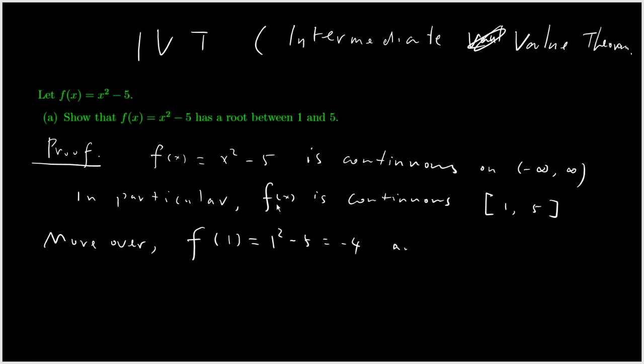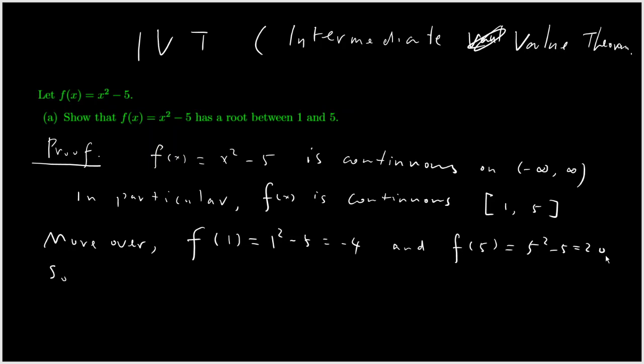And the value of the function at 5, you evaluate that. 5 squared minus 5. So do you have 20? You have 20. Okay. 5 squared is 25 minus 5. You have 20. The second condition is that the value of the function at 1 and the value of the function at 5 have two different signs. One value is negative, the other value is positive. So you see that condition is satisfied, right?